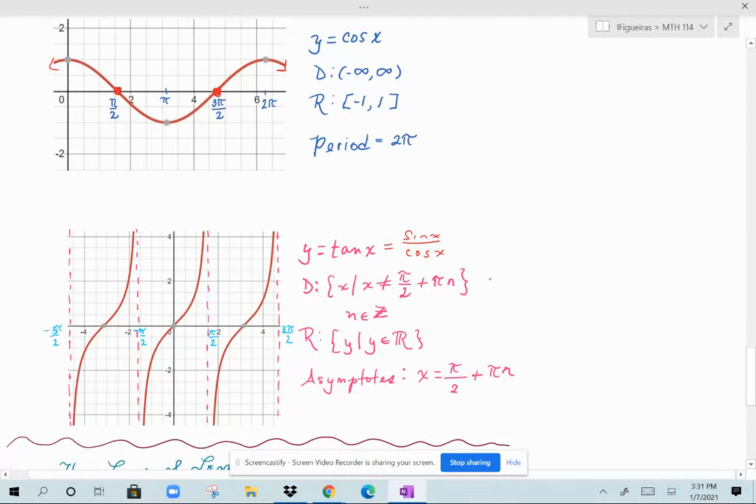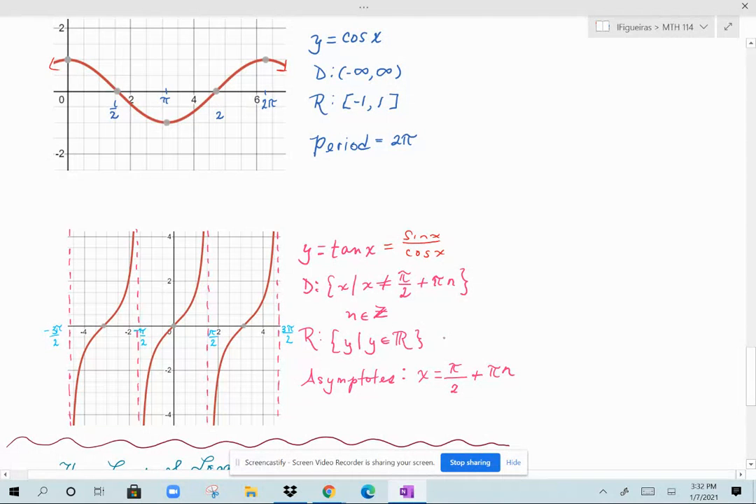So the way you state that is that the domain is the set of all x such that x is not equal to pi over 2 plus pi n units, where n is an integer. That's what that fancy looking Z represents. Z is an integer, so those would be numbers like -3, -2, -1, 0, 1, 2, 3, 4, etc. So an integer is not going to have a decimal or a mixed number or fraction, anything like that.